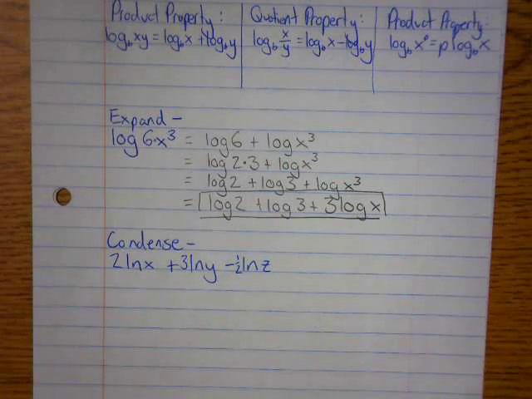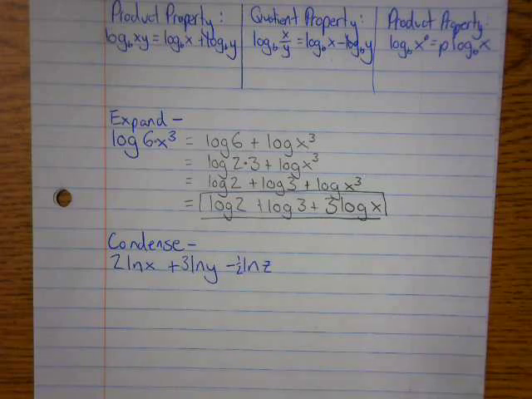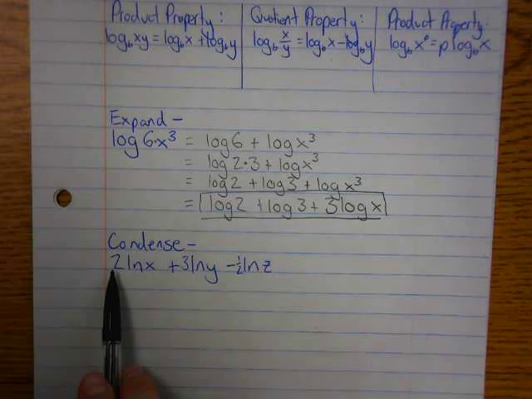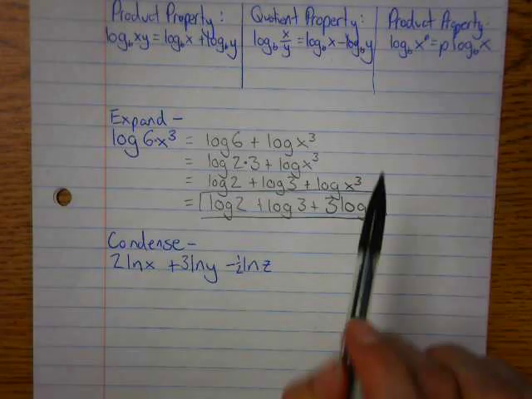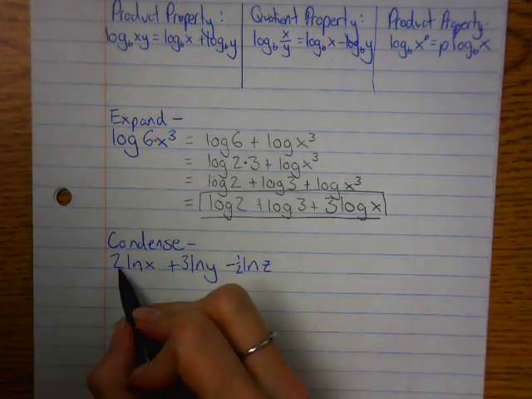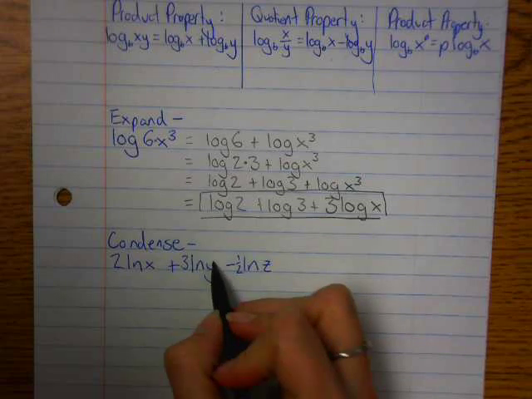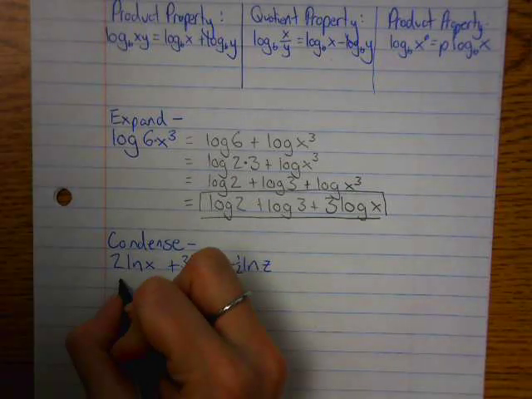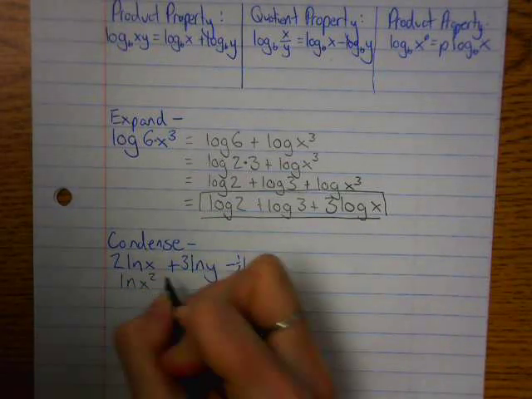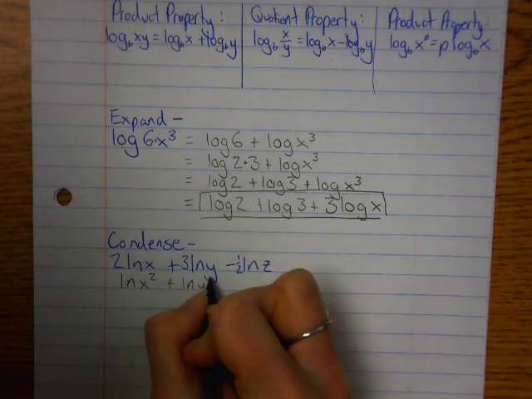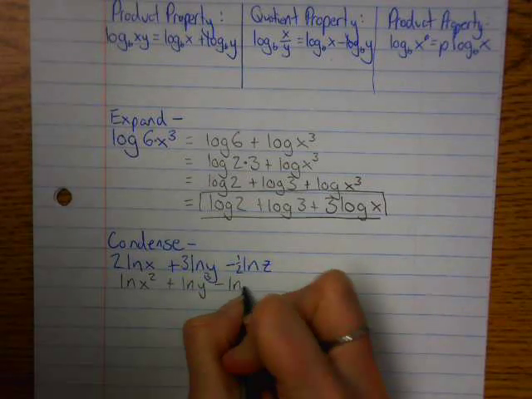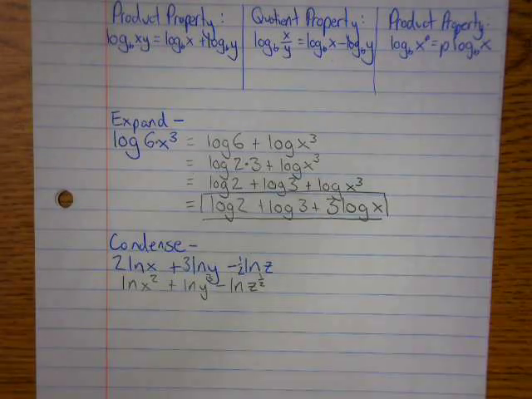Okay, next one. Let's see if we can condense this into one log, and by checking, they're all ln, which means they're all log with a natural base of e, so I can put them all together if I use my properties correctly. I noticed that all of them also have a number in front, so I'm going to start by using the power property to put my 2 back as an exponent, my 3 as an exponent, and my 1/2. So I have ln of x squared plus ln of y cubed minus ln of z to the 1/2 power.